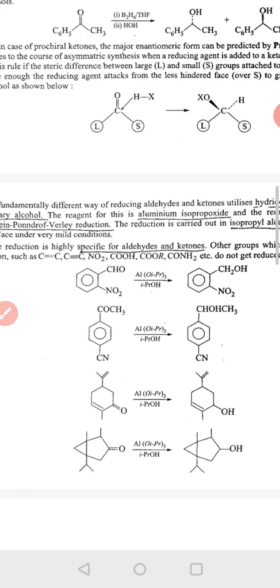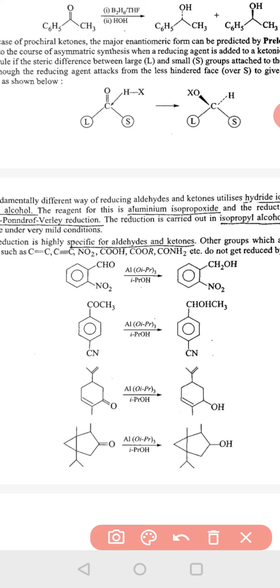Let's see the examples. Here aluminium isopropoxide and isopropyl alcohol, a secondary alcohol, is used as the reagent. Two groups are present in this compound, CHO and NO2, and reduction occurs only at the aldehydic group. In the second example, reduction occurs at this C=O only, and this cyanide group is not reduced under these conditions.